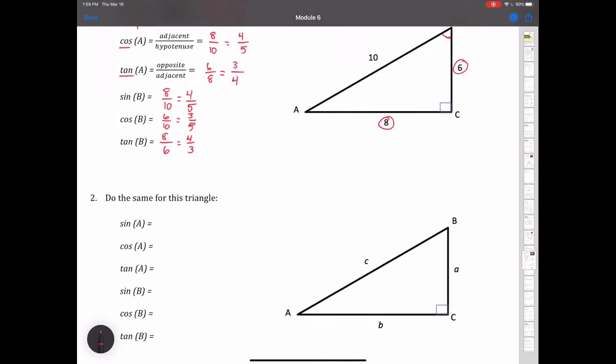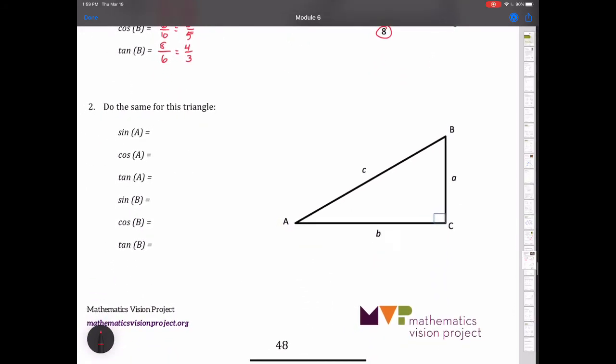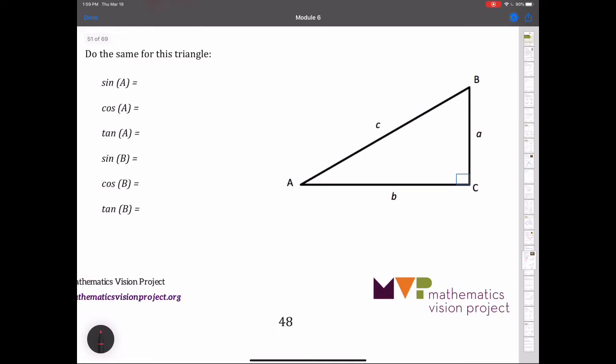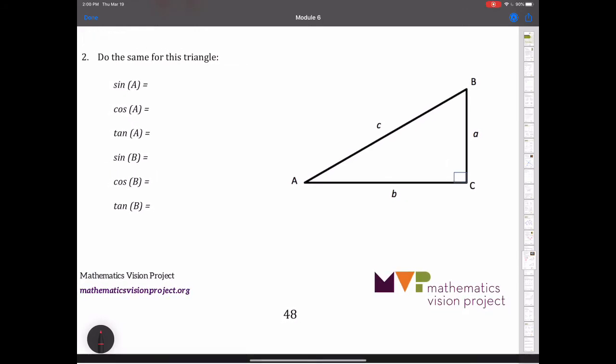All right, now you're going to get the chance to do the same thing for this triangle, and I'm going to give you an opportunity to pause it, and then I'm just going to put them up here in the next scene so that you can check your work and see if you did it correctly as well. All right, you can check your work to see if you got that all correct. Just using those same ratios of opposite over hypotenuse, adjacent over hypotenuse, and opposite over adjacent.